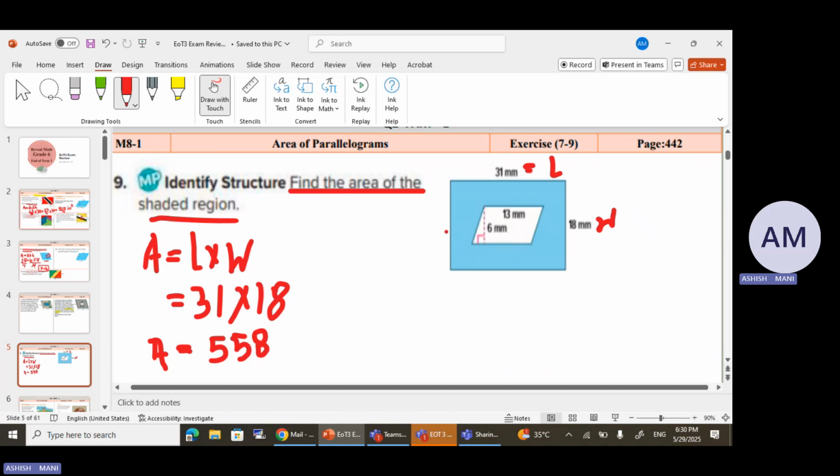Now the second thing, the small part. The smaller part is in the shape of a parallelogram. Just before, we did the area of a parallelogram, base into height. Here the base is 13 and the height, if you see, is 6. So 13 multiplied by 6 comes to 78.